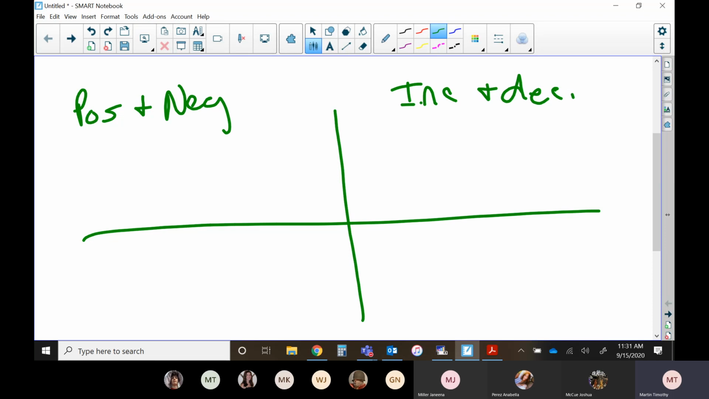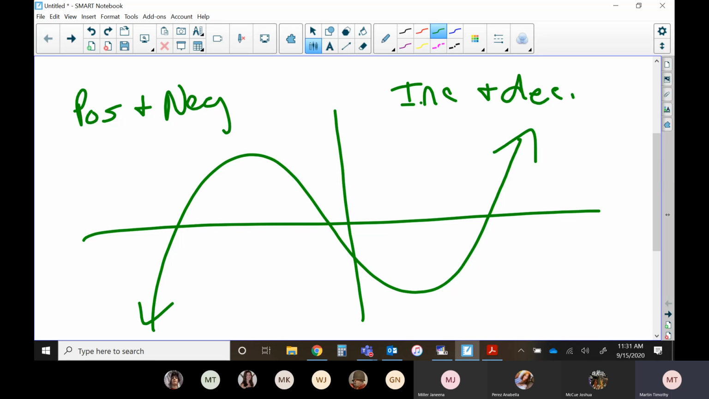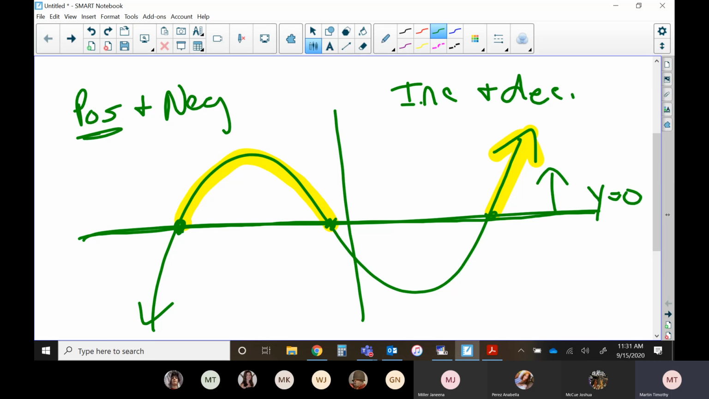So if I have my graph, let's say this is my graph, okay? I'm going to highlight my positive sections. My positive sections would be here and here. What is the important key point for me to find my positive and my negative sections? The X-intercepts, not the Y, just the X-intercepts. Why? Because what is this line right here? This whole line is where Y equals 0. What happens when I'm above it? My output is positive. What happens when I'm below it? My output is negative. And that's what they're referring to.